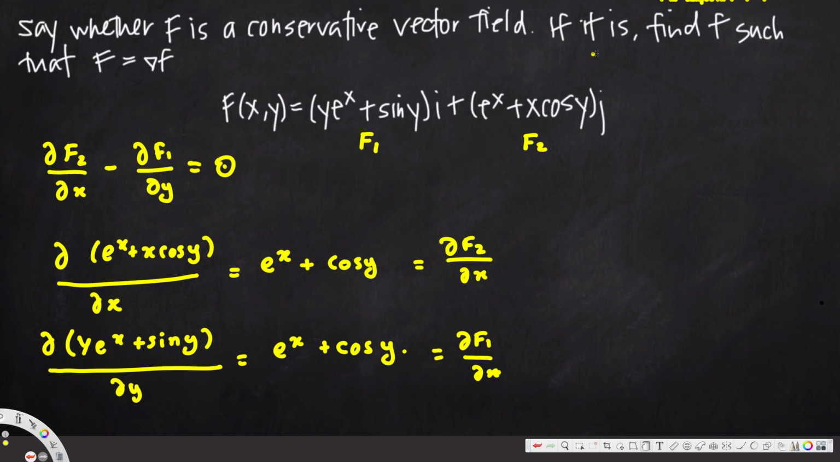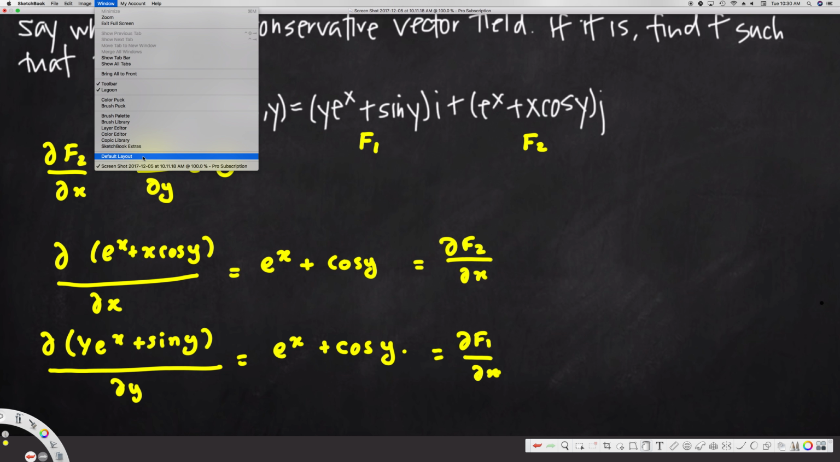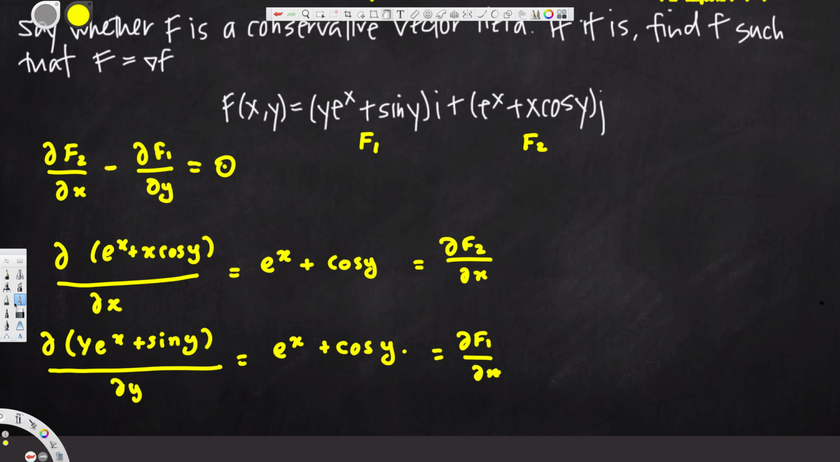Now the second part is, if it is, find f such that the gradient of the small f function is equal to the vector field function. Now to find this function, instead of writing like this, we are going to put this one as P and this one as Q. This is our P, this is our Q.